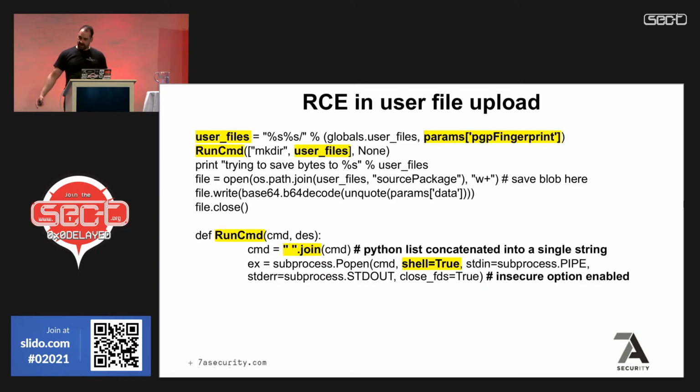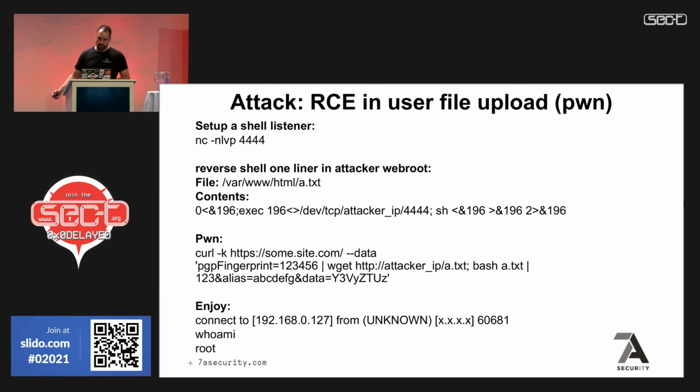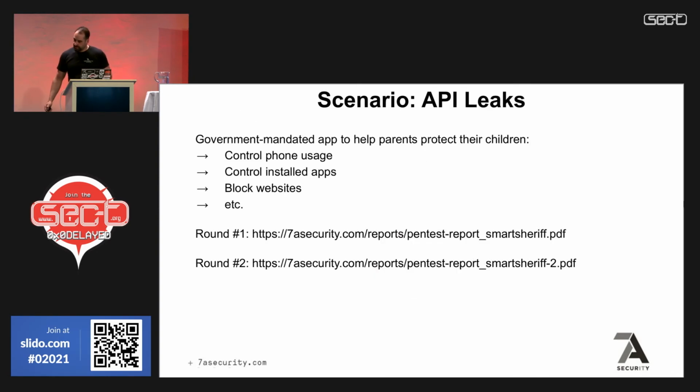Another case is a remote code execution in a file upload, Python using shell true, concatenating the command, and so on. So we could get a reverse shell like this. So we have to encode different parts of the requests and so on. And then we got a reverse shell back. And the server was already running as root, so no privilege escalation required. That's always nice. And yeah, that's about that.